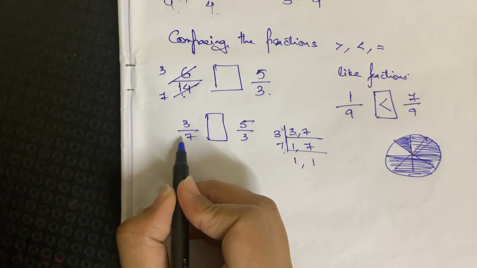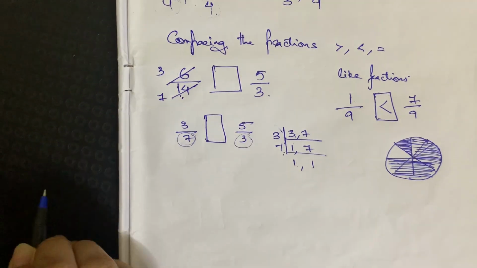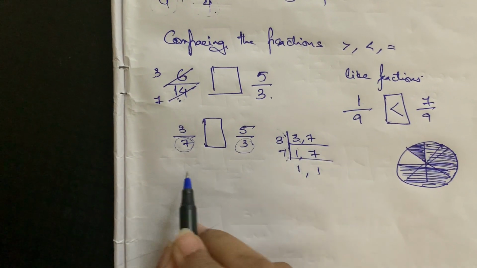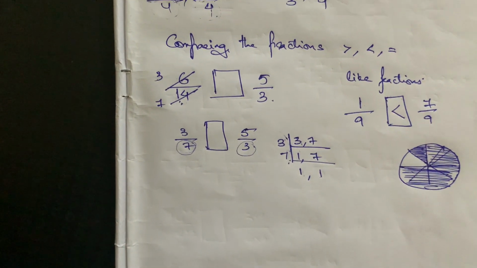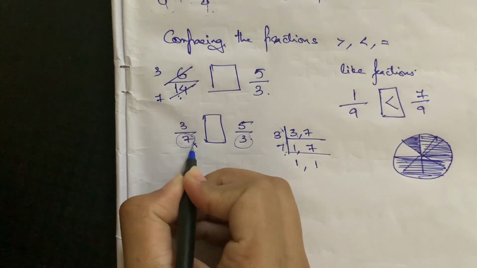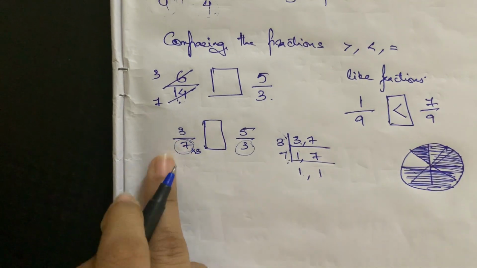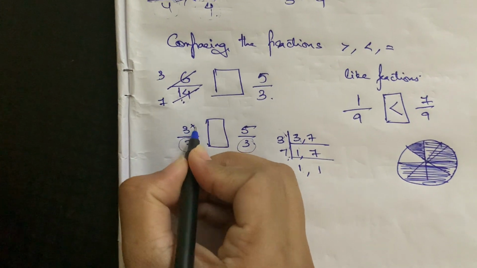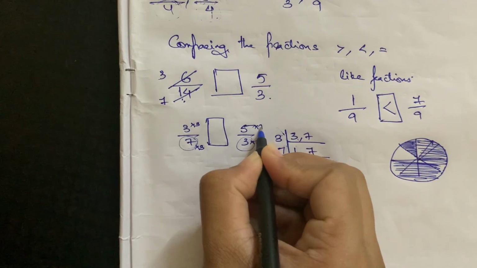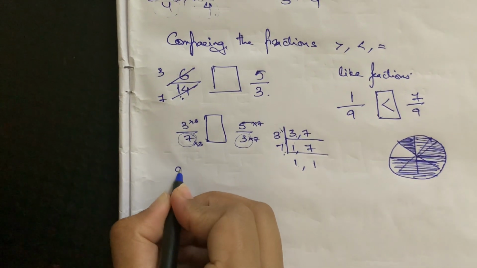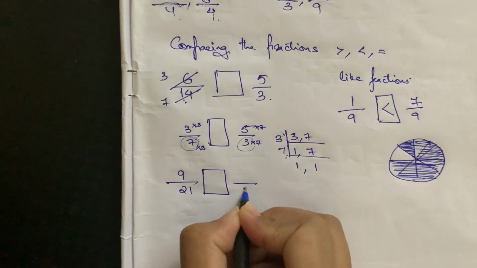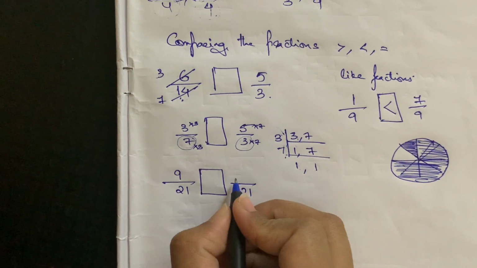So here I have to make the denominators 21 for both. How do I make the denominator 21? To make the denominator 21, 7 I'm going to multiply with 3. If I'm multiplying anything with the denominator, the same thing will multiply with the numerator. Here I will multiply with 3 and here I will multiply with 7. So 3 3s are 9. 7 3s are 21. And now it is 21 here. 3 7s are 21, 5 7s are 35.